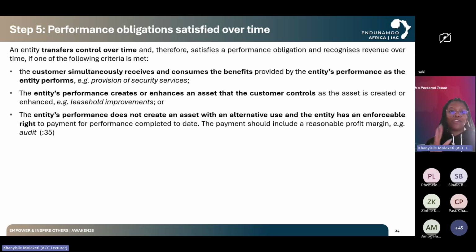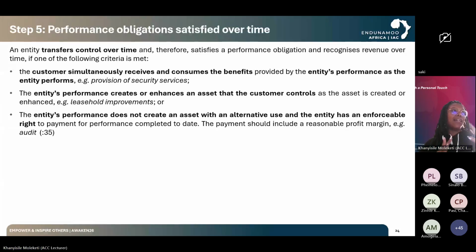Okay, so the construction type contracts are very good examples that would meet this criteria. Customer owns it, you're doing something that just enhances something that the customer already owns and controls, and you're transferring this control as you're going along. Okay? That's a typical type of contract in this world.